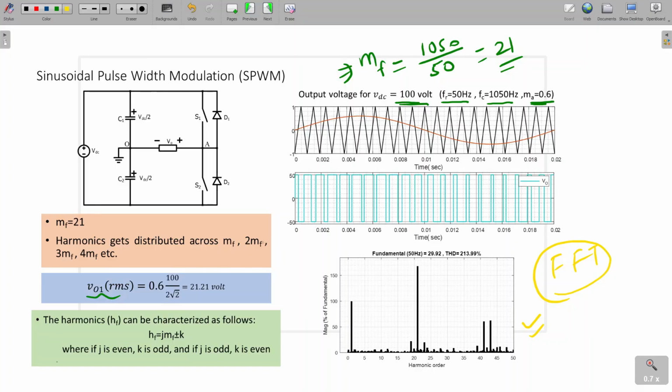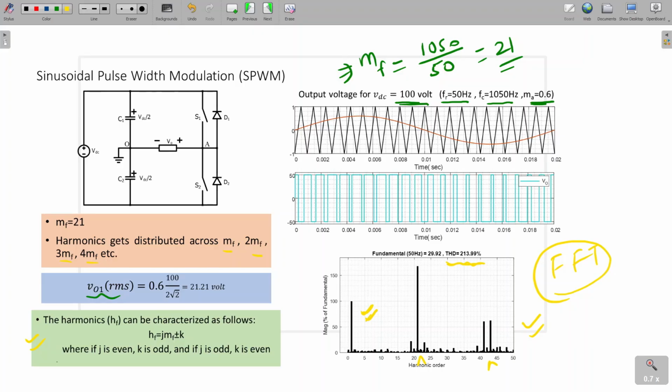So if these are some notes like harmonic, where it will go, it will distribute across MF, 2MF, 3MF, 4MF. So if you'll see here, this is fundamental. Okay, but our harmonic is getting across this point and this point, and if you see the THD is 213.99%. Is it clear?